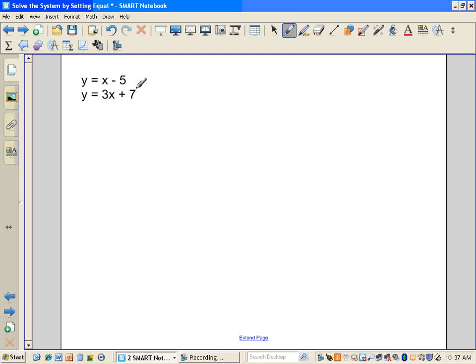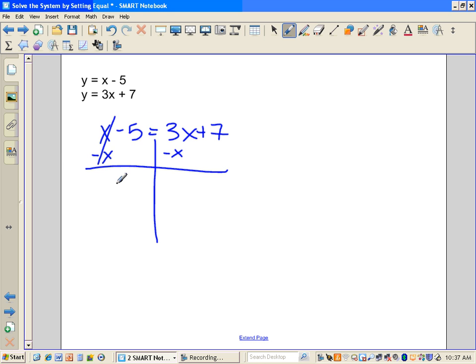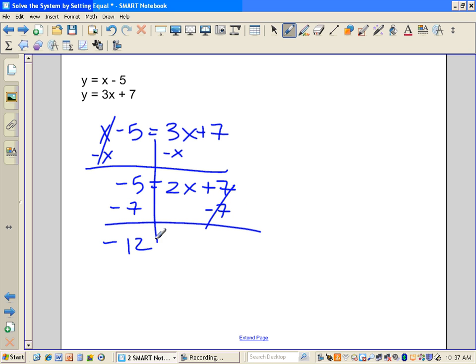One more example. Again, they're both equal to y. You can set them equal to each other. So we're going to say x minus 5 is equal to 3x plus 7. Draw the equal sign, or the line under the equal sign. I'm going to minus x from both sides to get the x's together. Combine like terms, right? Negative 5 is equal to 2x plus 7. I'm going to minus 7. Subtract 7. Negative 12 is equal to 2x. Divide by 2. X is equal to negative 6.